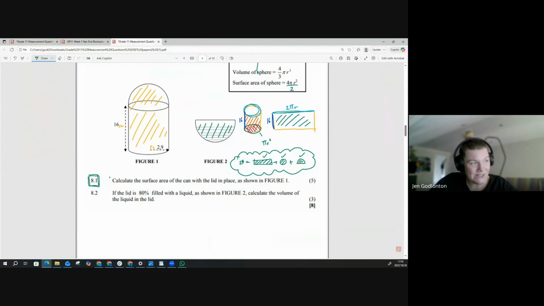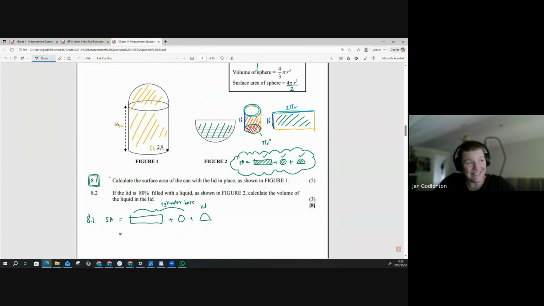When we're working out this one, we're going to follow this little green structure that we made over here. So for my surface area, this is for 8.1, I'm going to do my rectangle and my circle. So that's part of the cylinder base. And then I'm going to add my hemisphere, which is going to be the lid of the spray can.